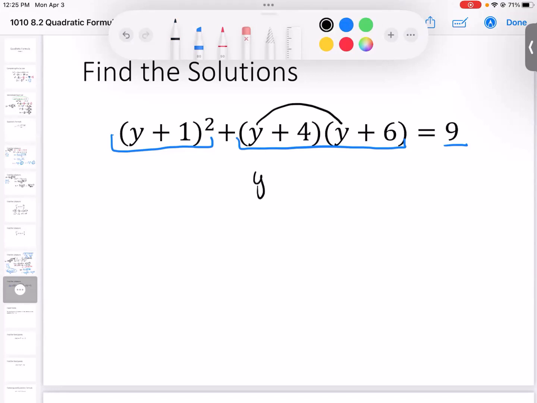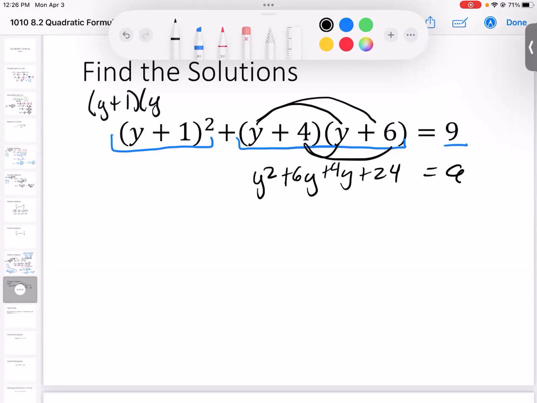So y times y will give us y squared. Y times 6 will give us 6y. 4 times y will give us 4y. And 4 times 6 will give us 24. And then what about the y plus 1 squared? Do we want to keep that the same, or how do we want to work with that? Yep, so we could write this as y plus 1 times y plus 1, and then we could FOIL that out as well, right? So I'll just do that in this step as well.